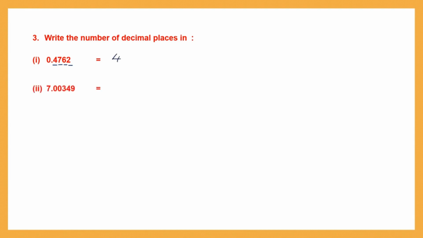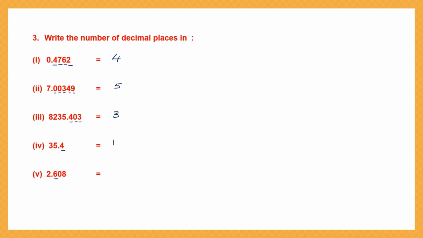Next one, let's count how many digits there are after the point. 1, 2, 3, 4, 5. So the number of decimal places is 5. Next one, after the point 1, 2, 3. Number of decimal places is 3. Next one, after the point 1. Only one place, so number of decimal places is 1.